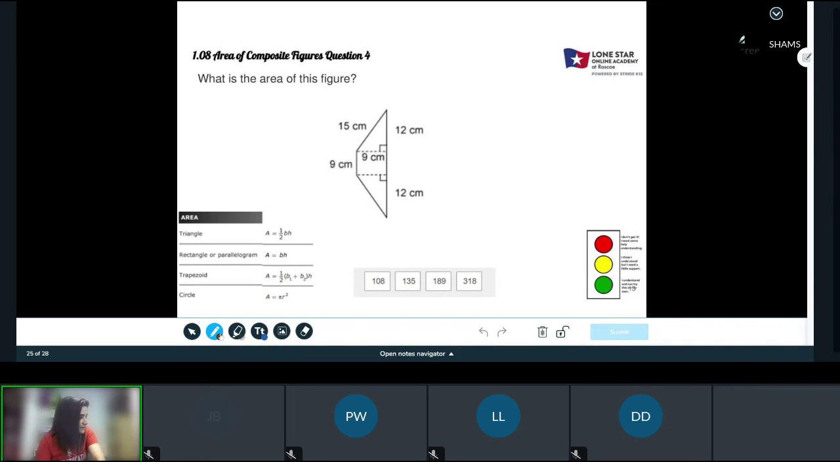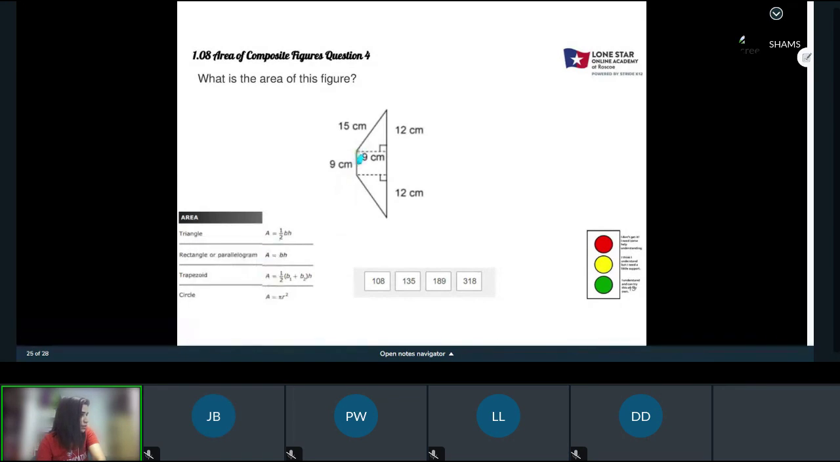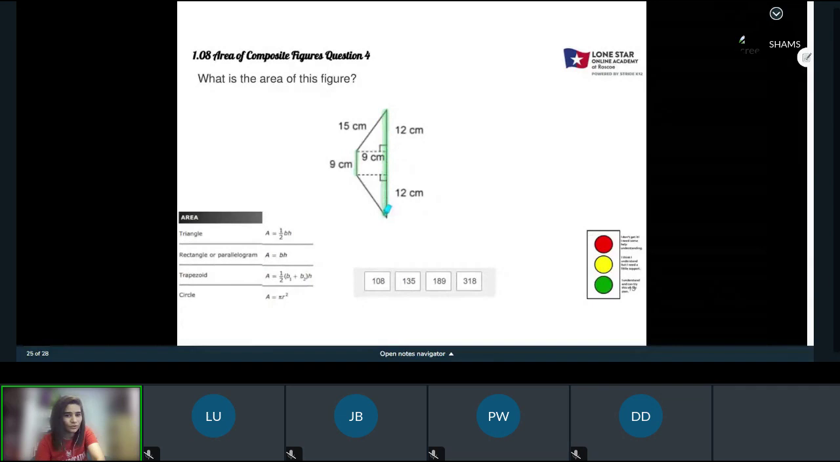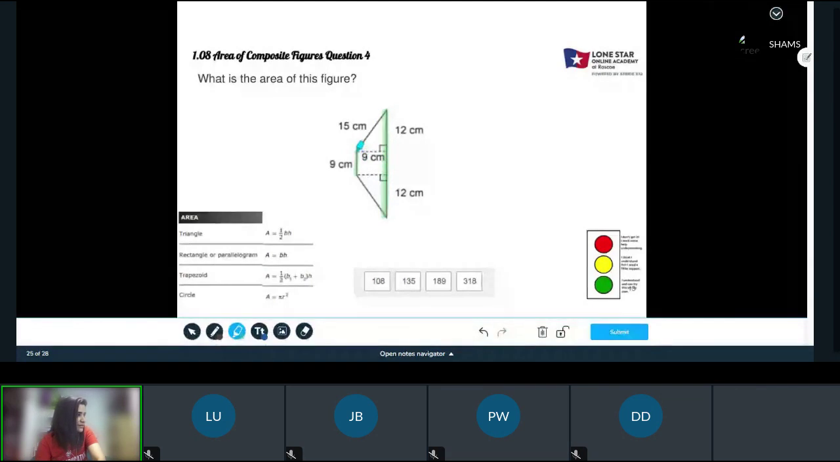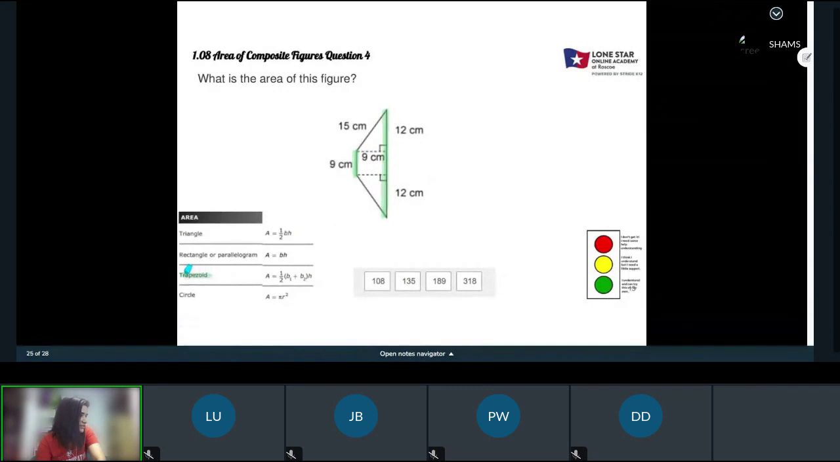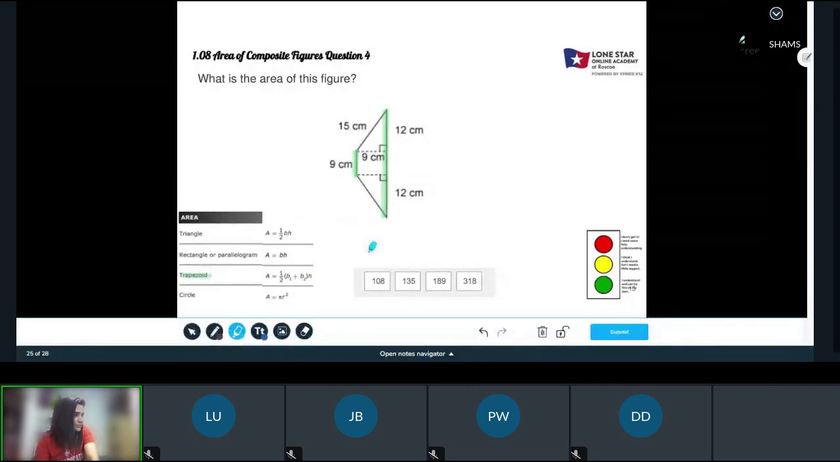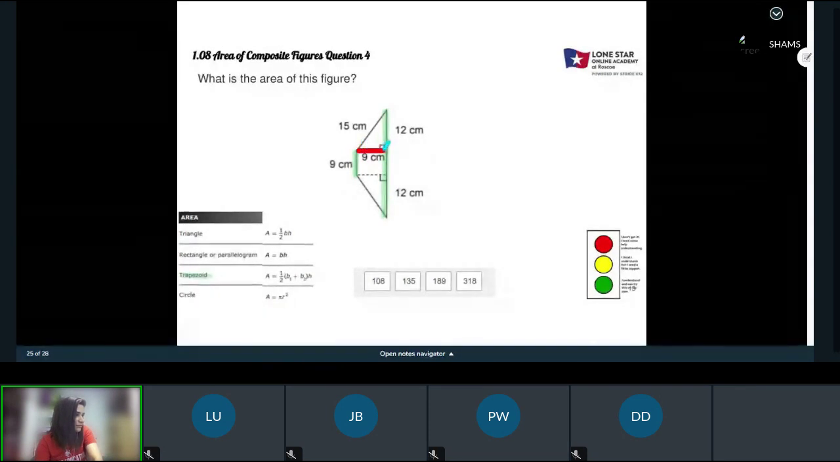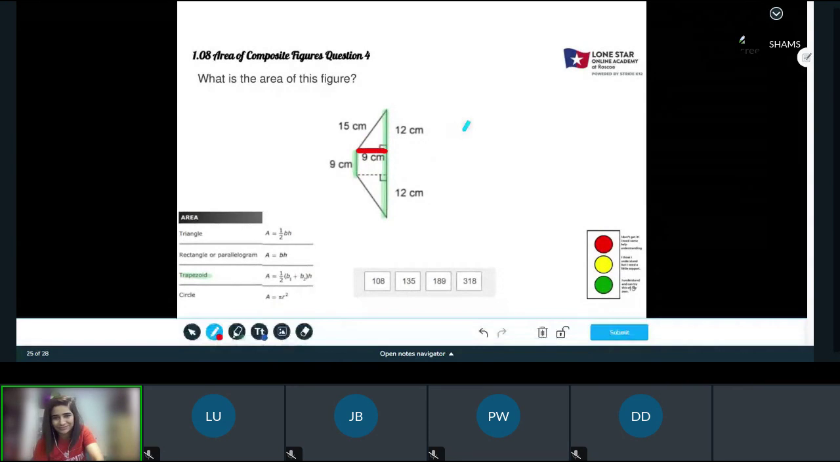When I look at this, I see a set of parallel lines, 1 and 2. I'm going to mark them a little bit more so they're visible. These are my parallel lines, the bases. And therefore, I see a trapezoid here. These are my bases, base 1 and base 2. The height of this trapezoid is 9. And the bases are these 2.